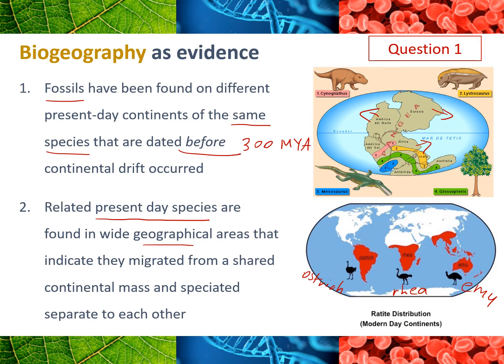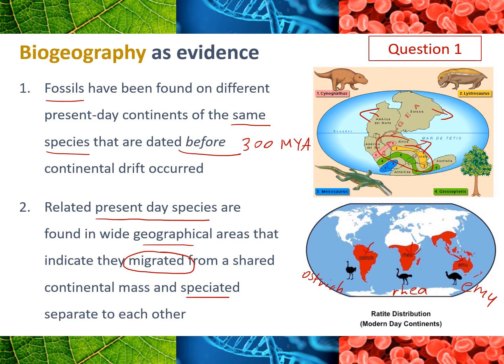So an ostrich and an emu are quite different now, but they shared a common ancestor, which tells us at some point, again, they all lived on a similar continental landmass, probably Gondwana, and they migrated from that shared mass. Some of them ended up here, some ended up here, some ended up here. Then the continents drifted, and then they further speciated in those areas.